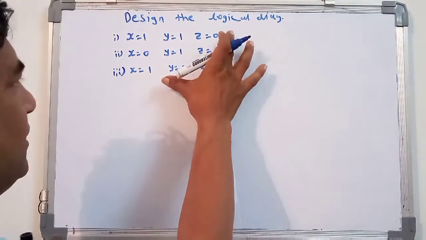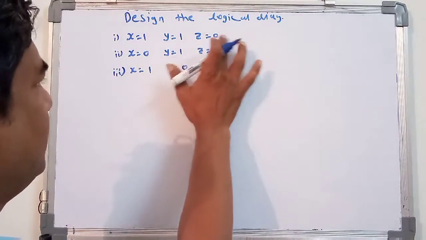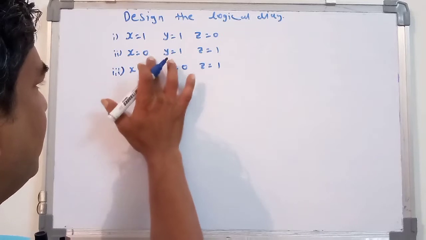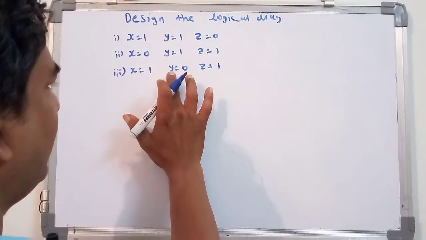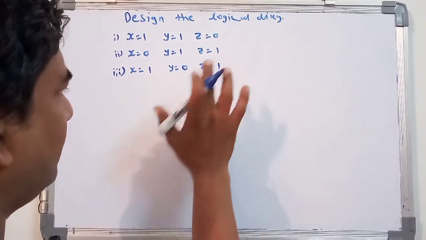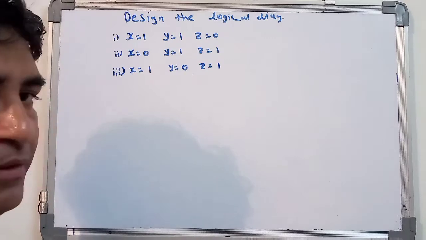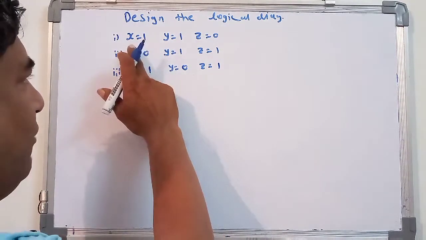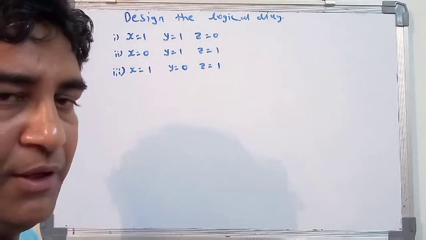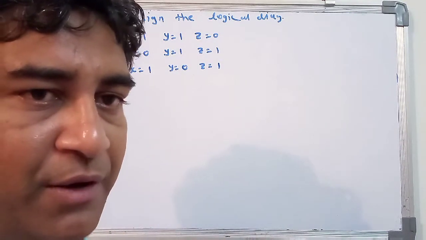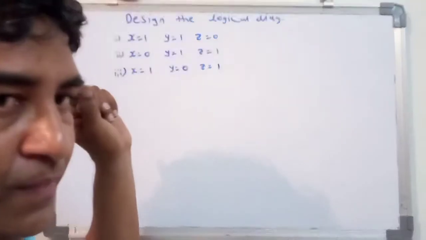So you observe this equation. There are x is equal to 1, y is equal to 1, z is equal to 0; x is equal to 0, y is equal to 1, z is equal to 1; and x is equal to 1, y is equal to 0, z is equal to 1. So by observing this, whatever may be the values assigned to x, y, z, it doesn't matter. You only have to observe the value, that particular 0 and 1.